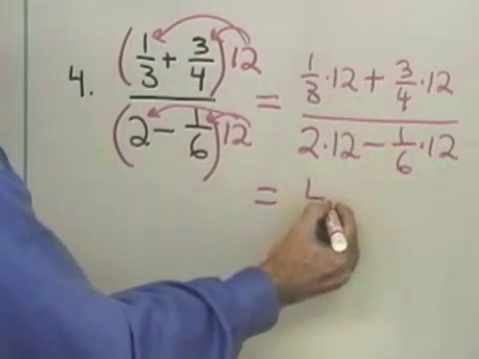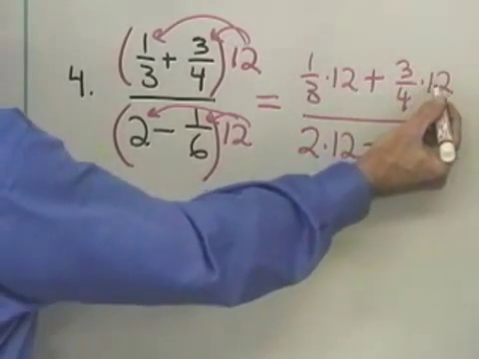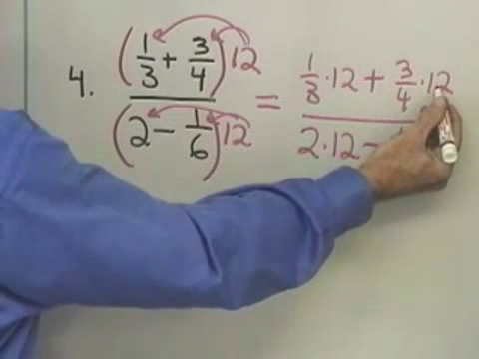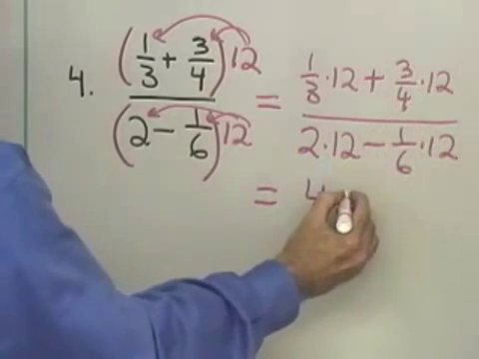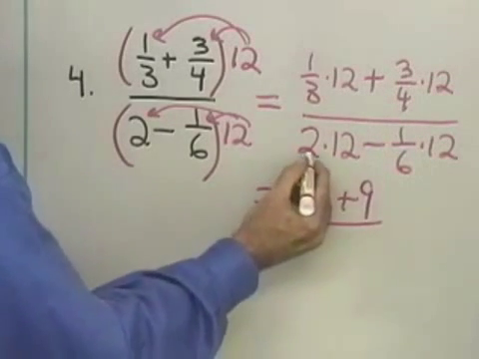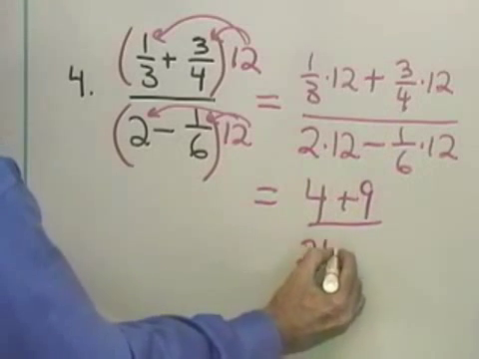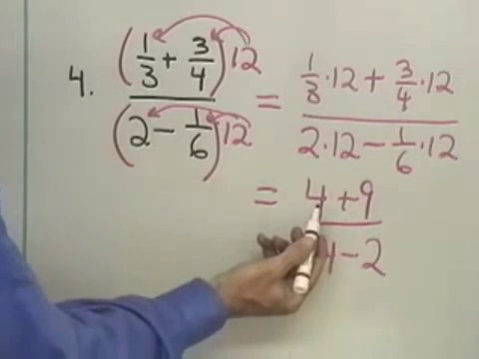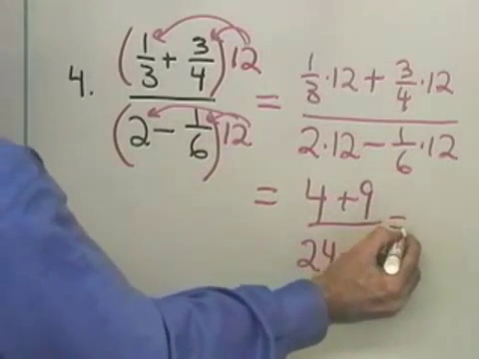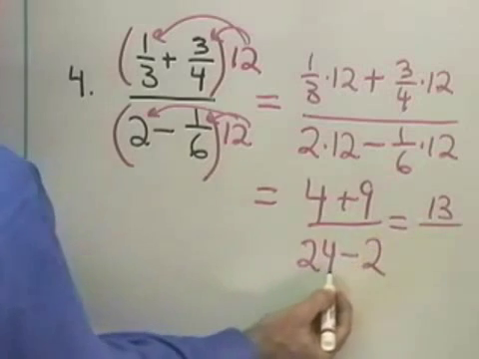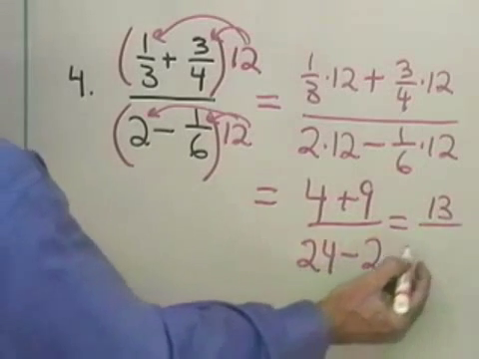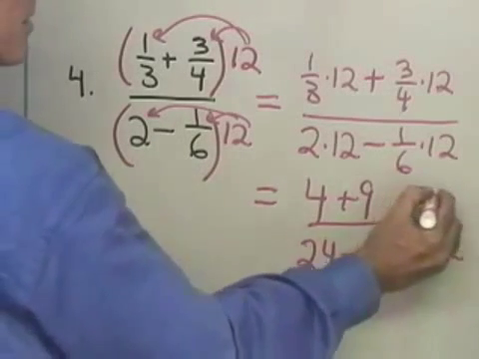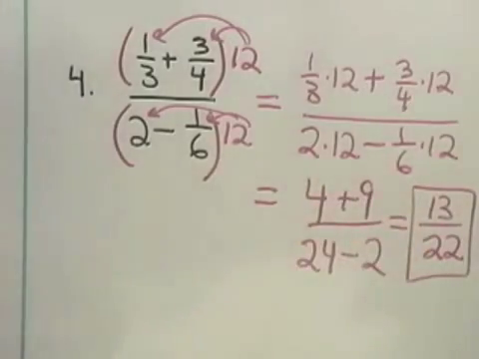1/3 of 12 is 4. 3/4 of 12, let's see, 4 divides into 12 3 times, 3 times 3 is 9. 2 times 12 is 24, minus 1/6 of 12 is 2. So let's see, 4 plus 9 is going to be 13, and then 24 subtract 2 is going to be 22. And that's in lowest terms, so I end up with 13 over 22.